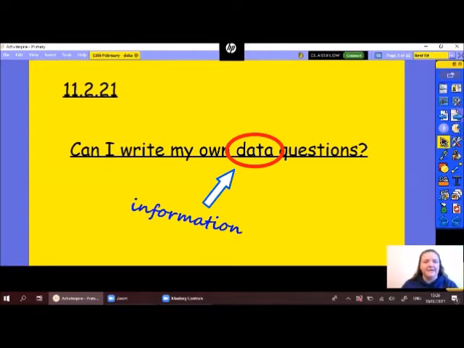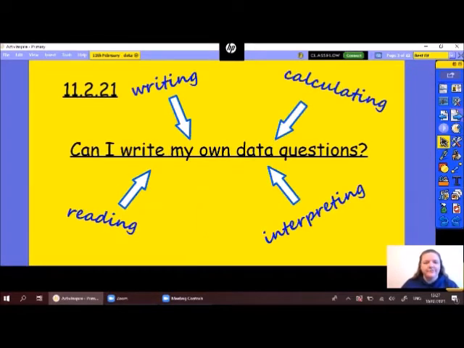Got it? Okay, good. So what's involved in writing your own data questions? Well, actually, it's a lot more than you'd think. Firstly, you need to know how to read a chart, like a bar chart or a pictogram or a frequency table. You need to be able to interpret it. Can you remember that? Interpreting just means making sense of it. And you also need to be able to write the questions using the right vocabulary, and then actually calculate the answers to make sure that you know what the correct answer is. So there's quite a lot involved.